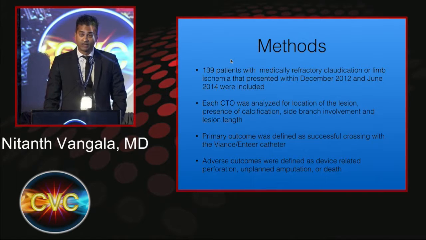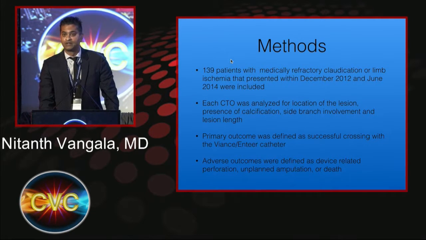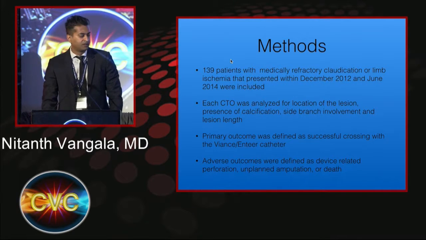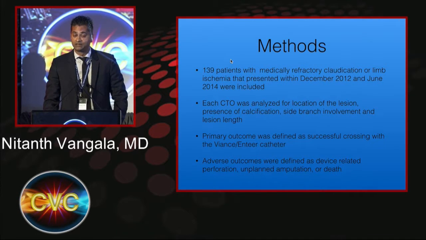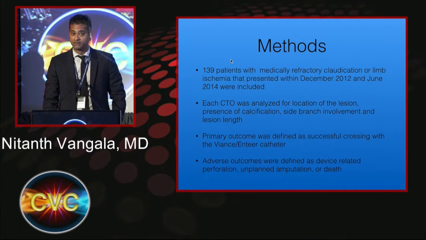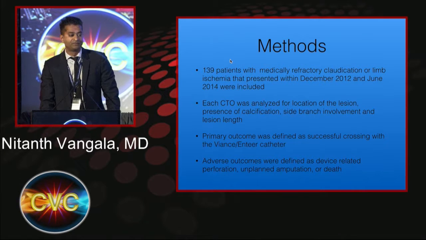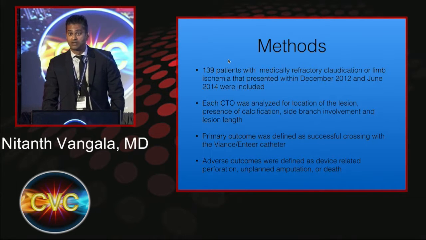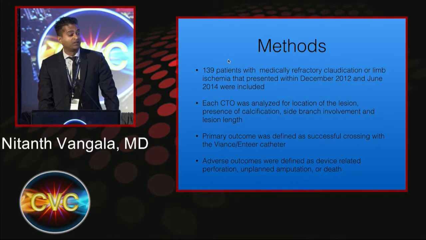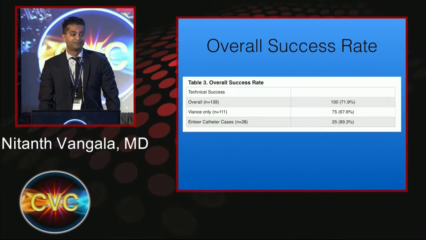What we did is we looked at 139 patients that presented with medically refractory claudication or limb ischemia. These patients presented at 3 different medical centers between December of 2012 and June of 2014. With each CTO, we analyzed the location of the lesion, the presence of calcification, presence of severe side branch involvement, and lesion length. The primary outcome was defined as successful crossing with the Viance Enteer catheter. Adverse outcomes were defined as device-related perforation, unplanned amputation, or death.